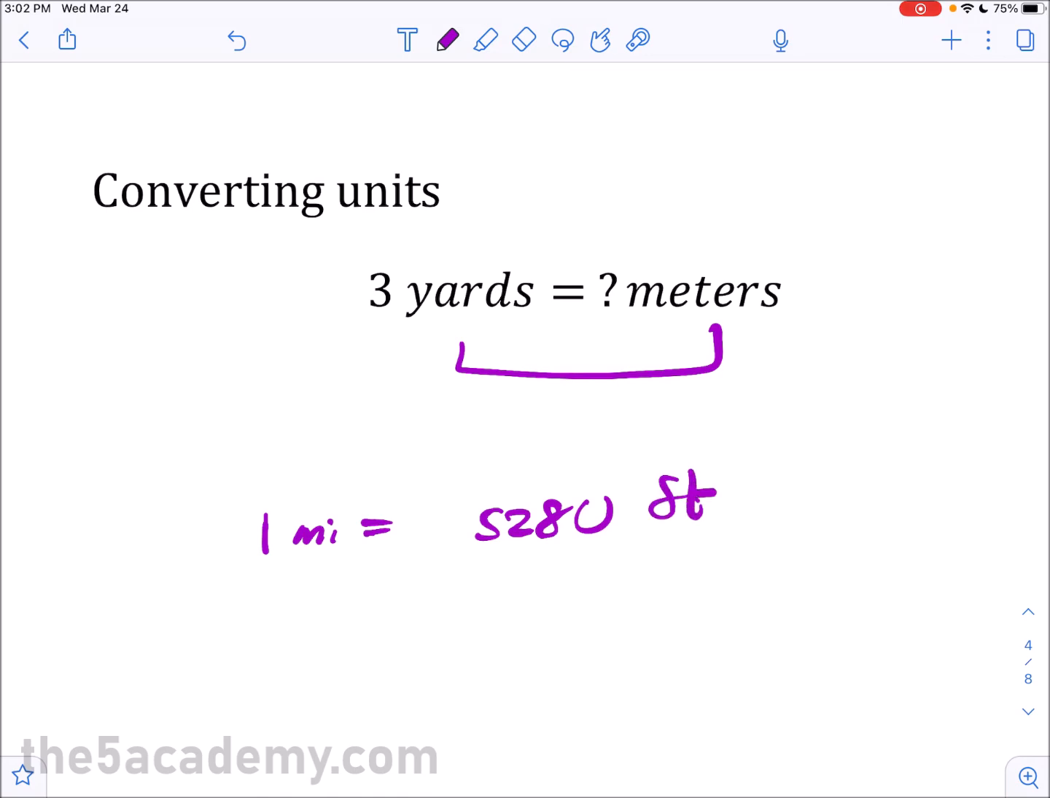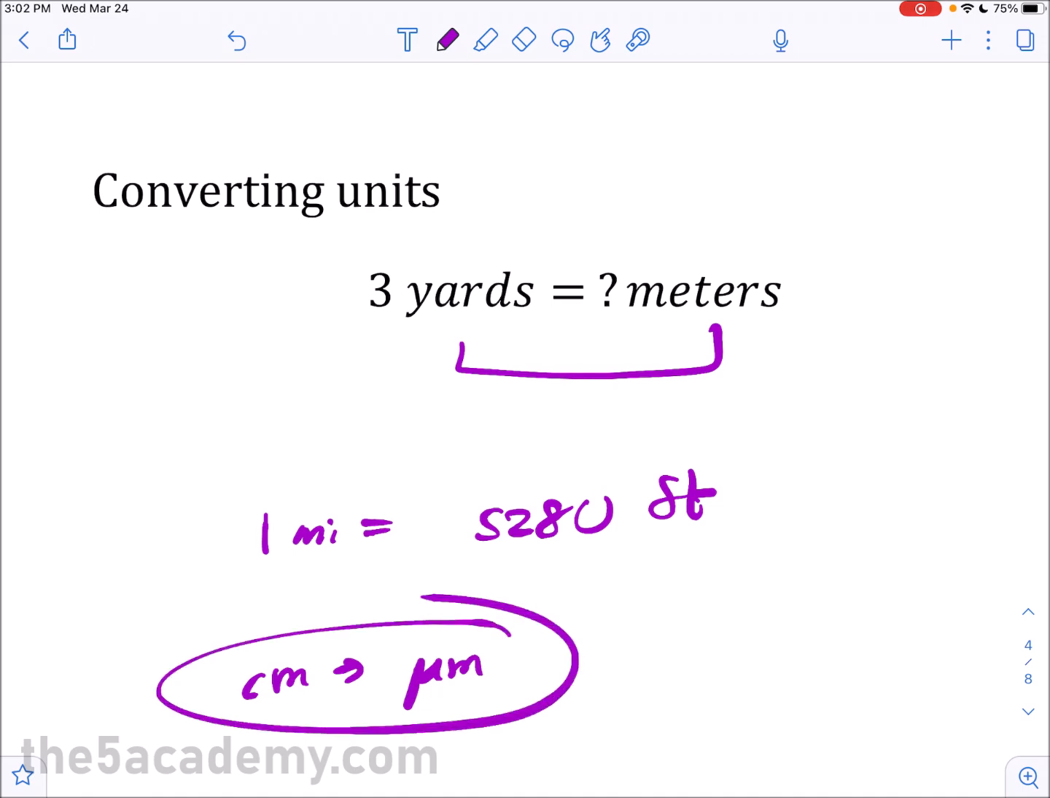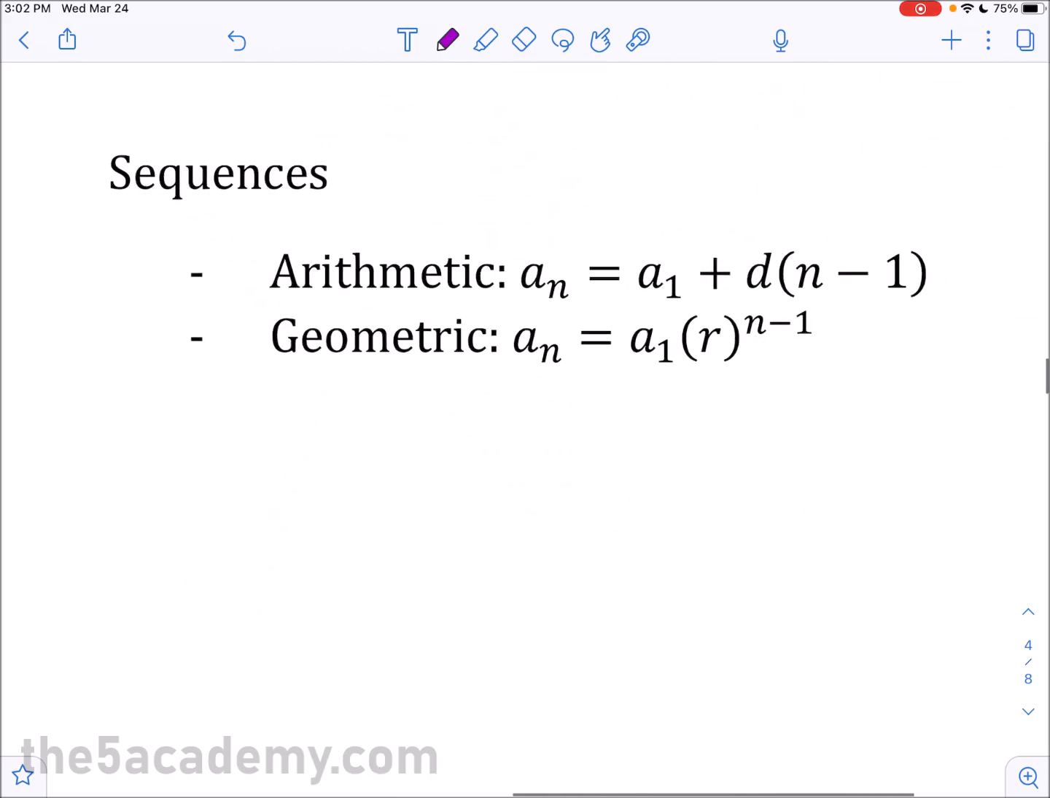They're not going to ask you about centimeters to micrometers, because most students don't know that, but if it's something weird, they'll give you a hint. Usually they'll expect you to know, like, 1 mile is 5,280 feet. I've never seen them ask how many feet are in 1 meter, because people don't usually remember that off the top of their head.